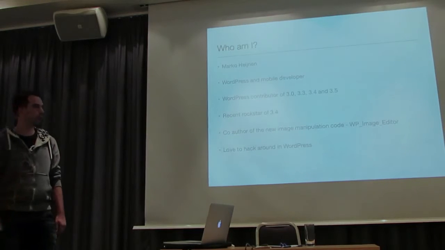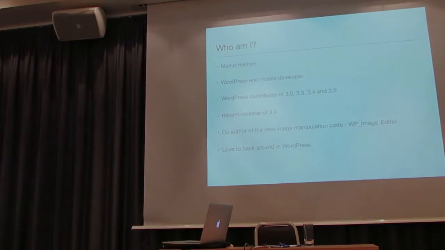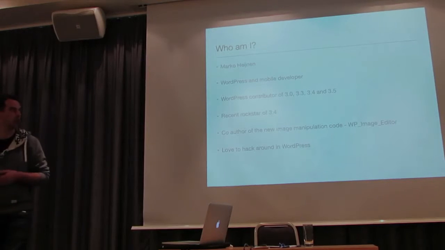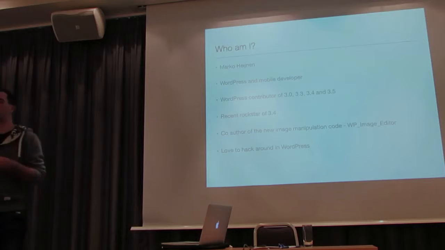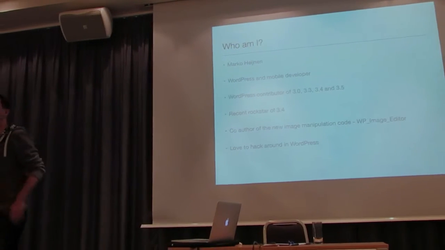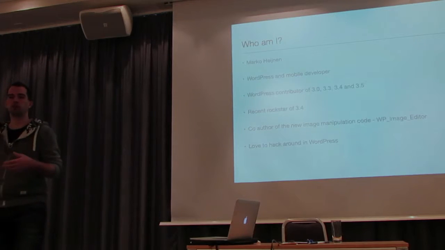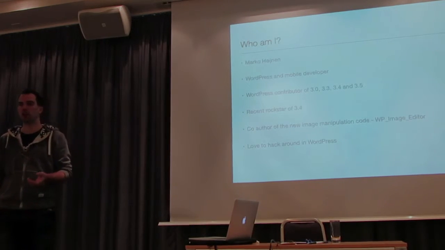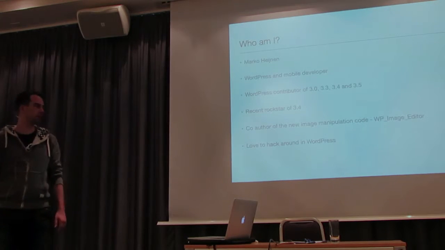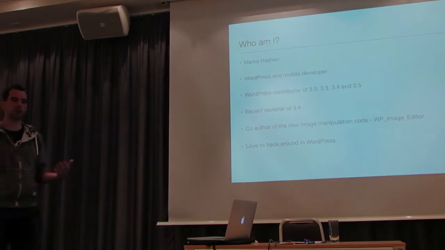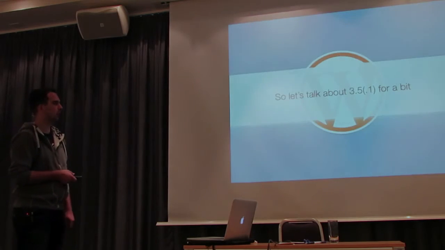So, a little bit about me, if you didn't remember anymore. I'm Marko Heijnen, I'm in WordPress and sometimes I do mobile development. I worked at WordPress core for 3.0, 3.3, 3.4, 3.5 and I'm already busy with 3.6. I was a recent rockstar in 3.4 and with 3.5 I'm starting digging in image manipulation in WordPress that could be improved in so many ways. And I love to hack around in WordPress, so I have a really cool example to show you guys.